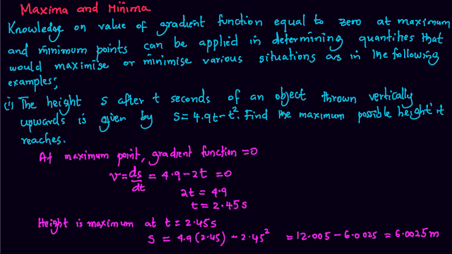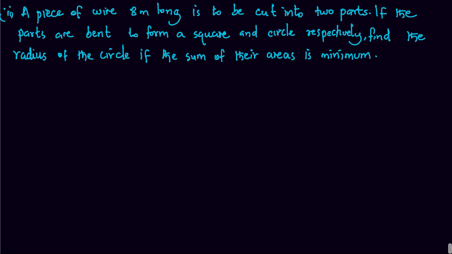In a second example, we are given that a piece of wire 8 meters long is to be cut into two parts. If the parts are bent to form a square and a circle respectively, find the radius of the circle if the sum of their areas is minimum.